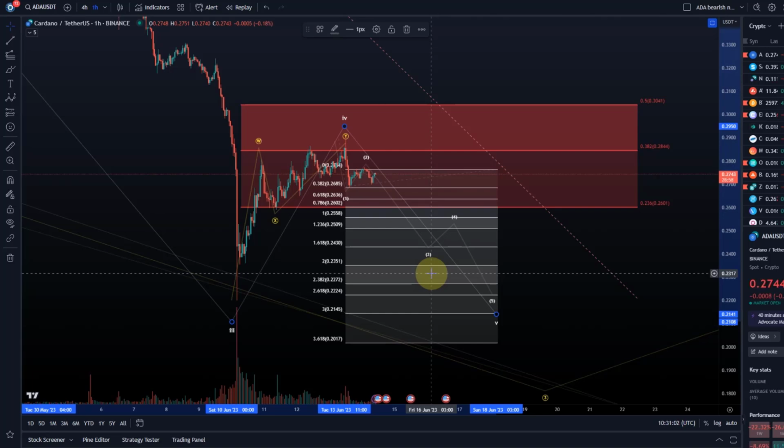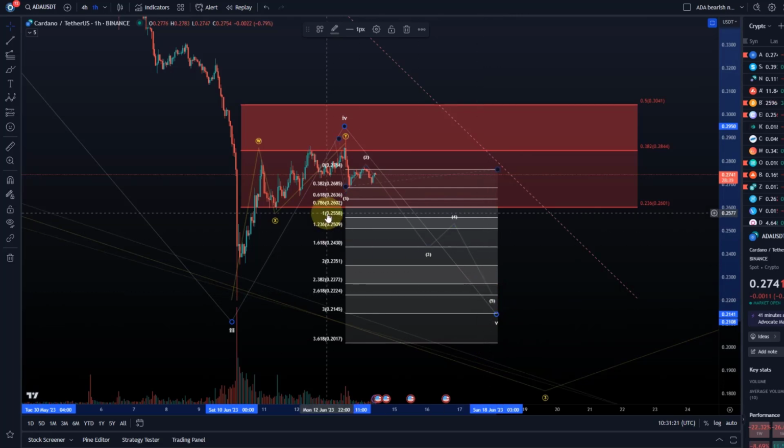Resistance is 30.4 cents. Imminent resistance is 28.4 cents, and if it breaks below 26.8 cents, there's a good chance to come down to 24.3 and then follow through lower, because it would confirm the impulse to the downside has started.